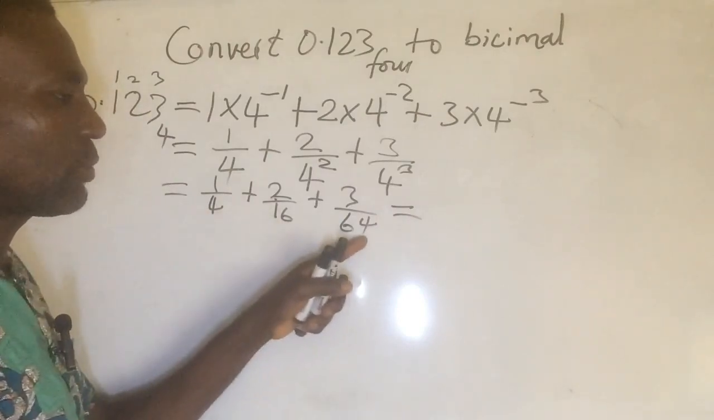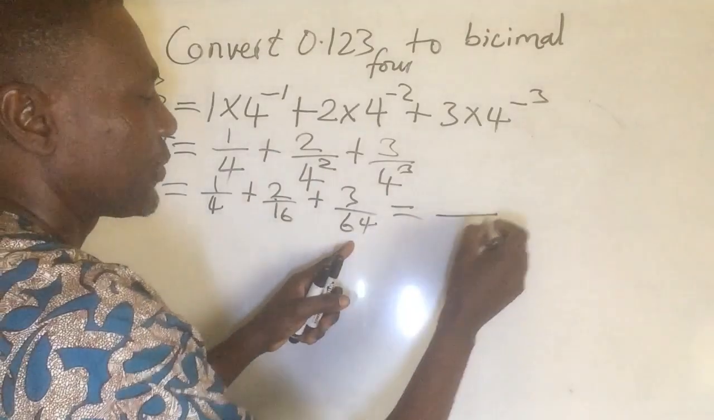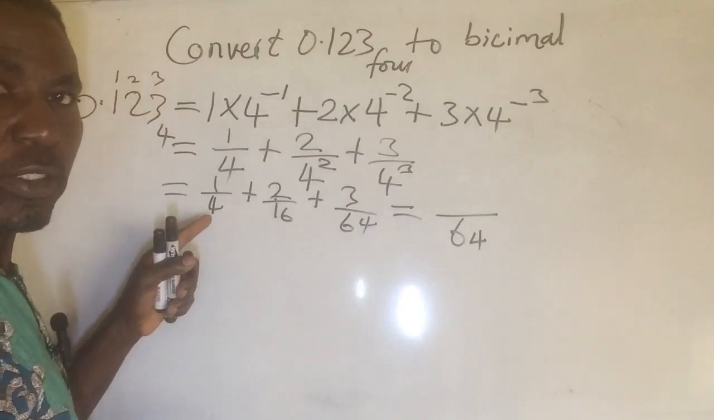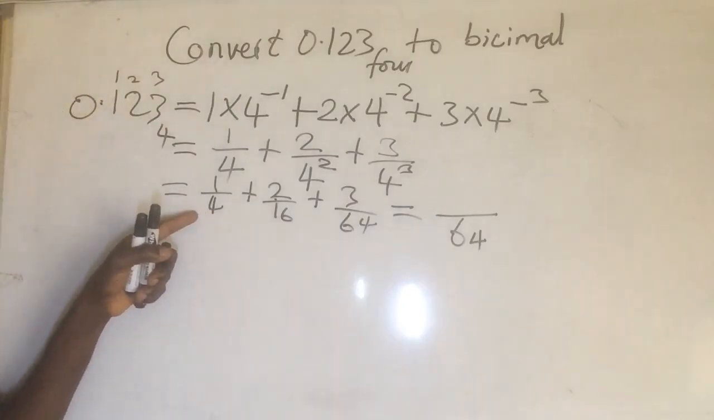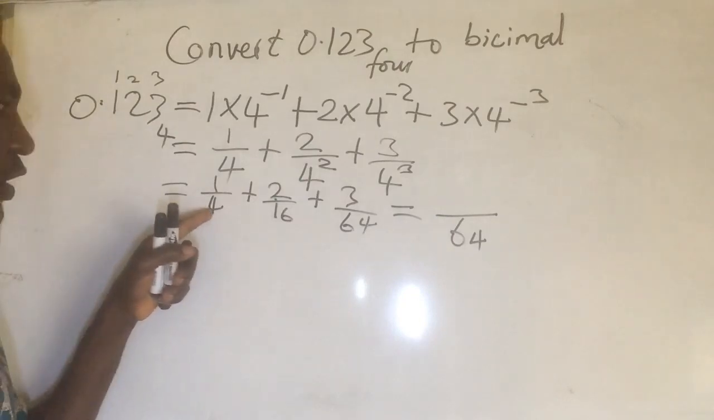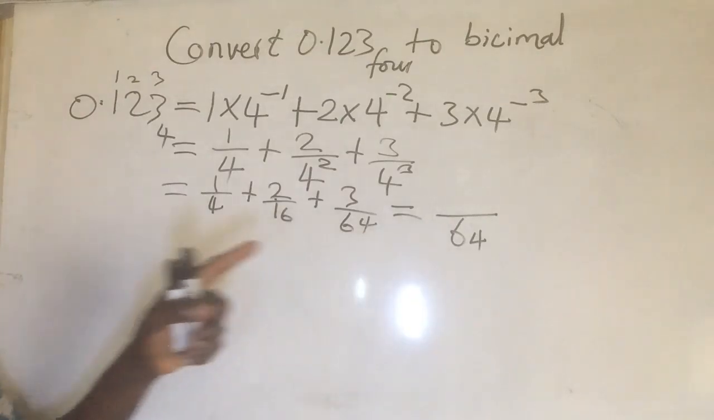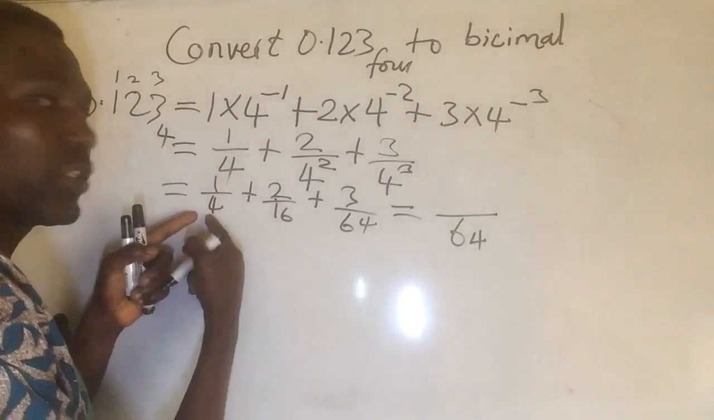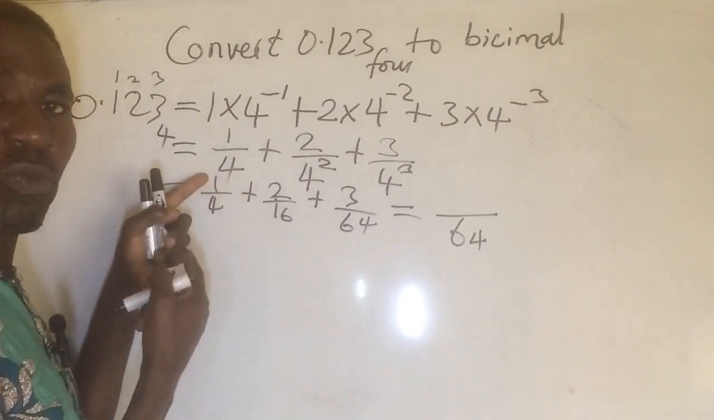Now we find the LCM of these numbers. The LCM of these numbers is 64. Then we start with the first one. 64 divided by 4, we get 16. So if we use 4 to divide 64, we get 16. Then we say 16 times the 1 up.